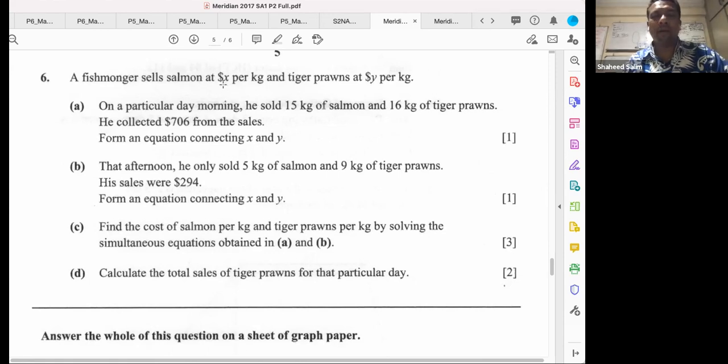So imagine this is $10, this is $5. If you sold 15 kg of salmon, how much is 15 kg? 15 kg times 10, 16 times 5, something like that. But instead of having numbers, you got to use the letters. And then you form an equation. Okay, you will form an equation. Let us see.